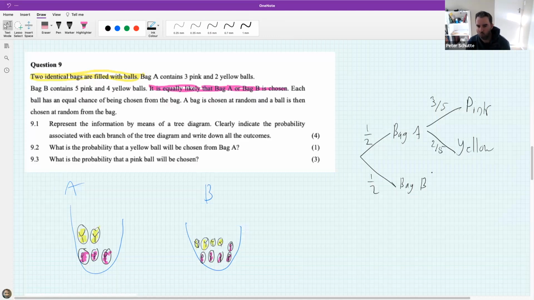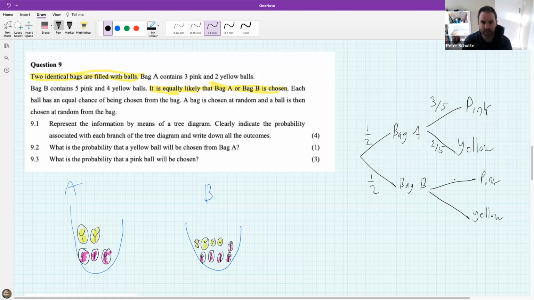Annie has asked, why are the bags labeled as a half? Because it says here, Annie, that it is equally likely that bag A or bag B is chosen. So if it's equally likely, each of these bags has a 50% chance of being chosen. The hand chooses that half the time and that half the time. Okay, now let's draw the possibilities for bag B. I think it's still going to be pink and yellow, but I want to know, what is the probability of choosing pink in bag B?